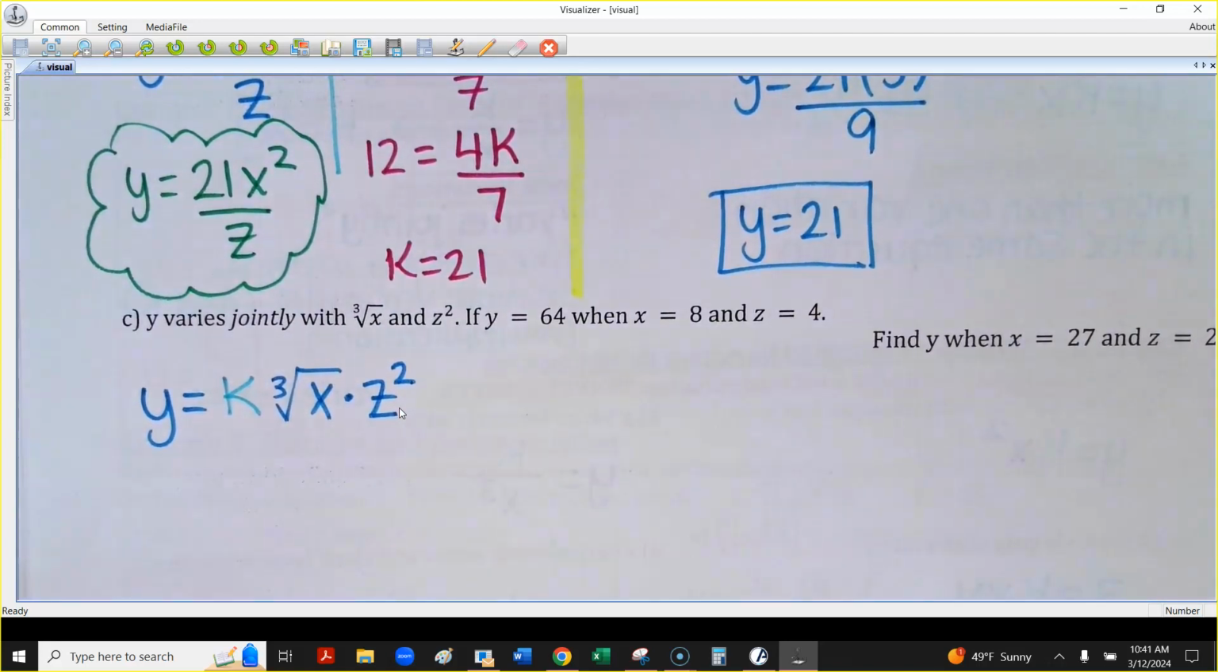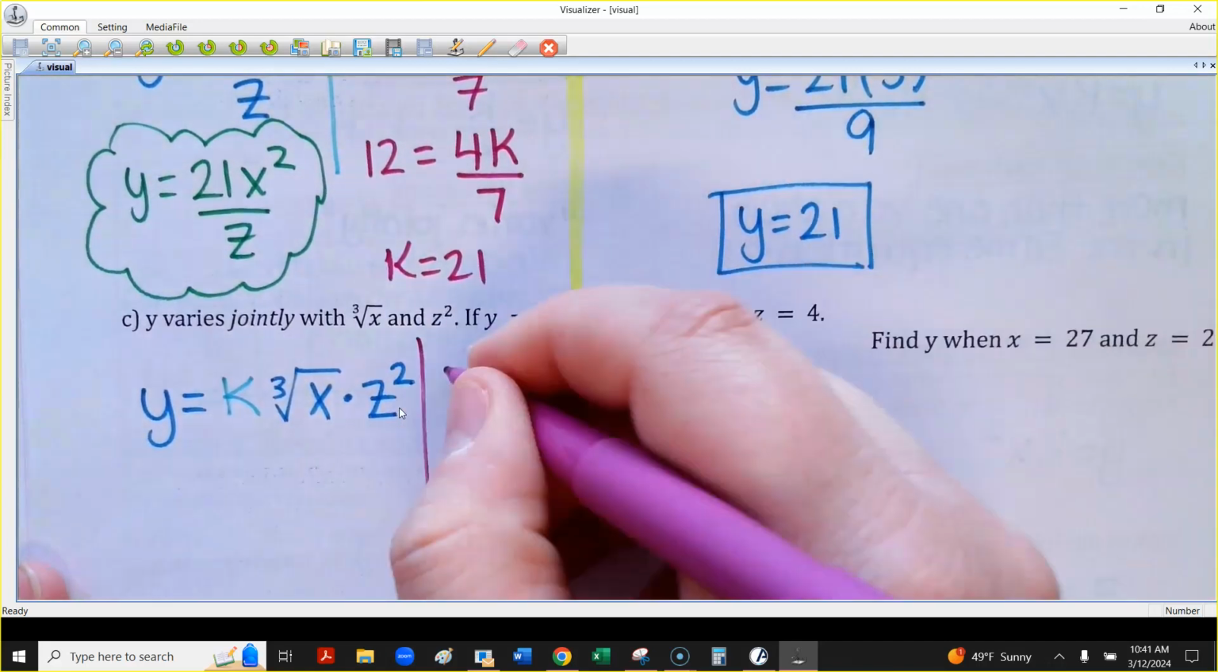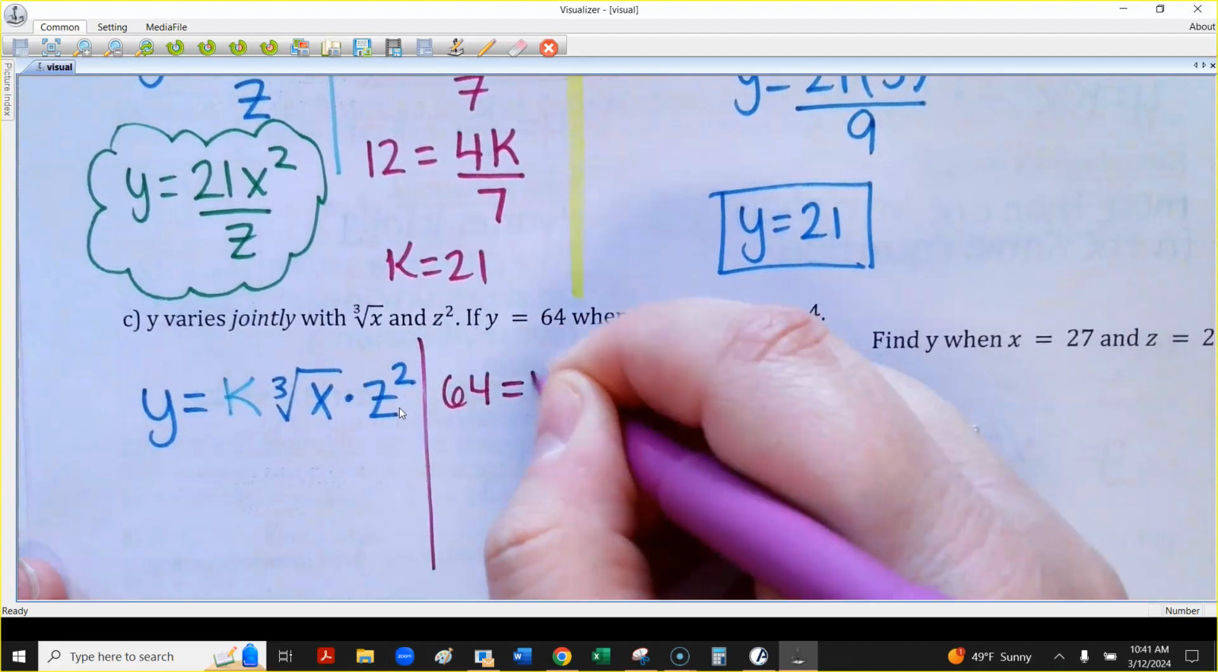So that z squared is not under the cube root, it's just to the side. So I'm just going to plug that in. Now they're going to give us just enough information to figure out the k value. It says y is 64. We don't know k, that's what we're going to solve for.